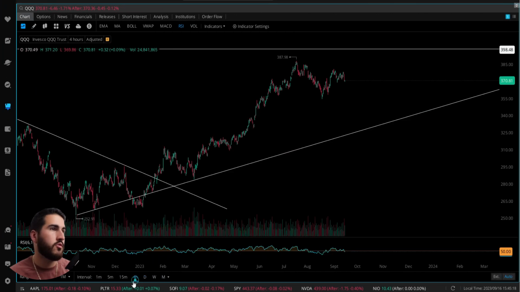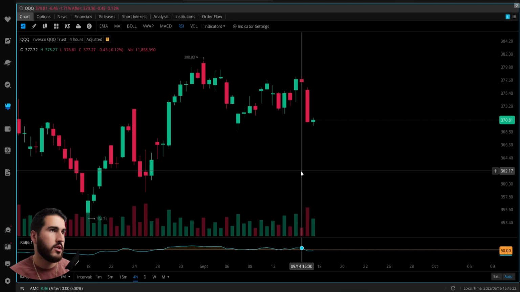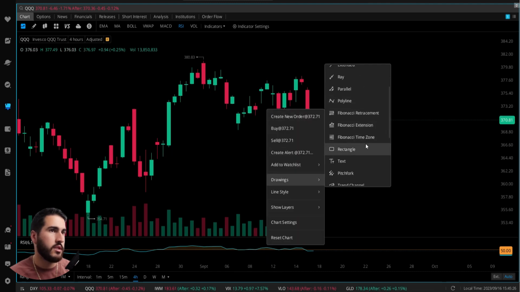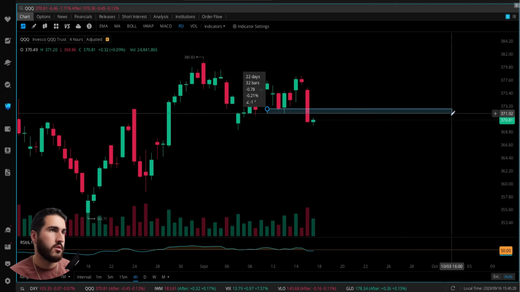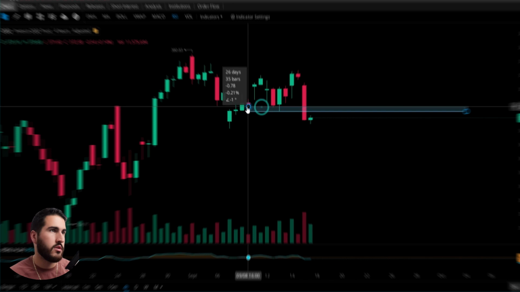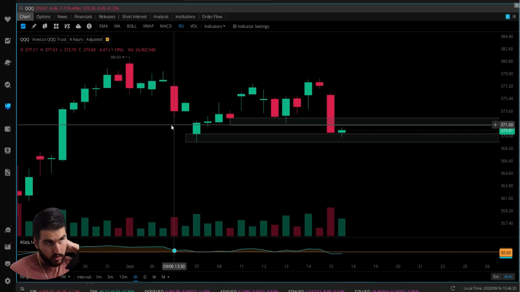Now, let's zoom in to the 4-hour chart and do some charting on some of the swing trades that I took. The first thing I'm going to do is draw some boxes here for what is known as sell-side liquidity, and I'll explain them after I draw it. So right here, I have two levels of what's known as sell-side liquidity.